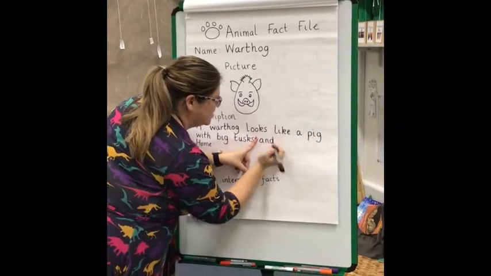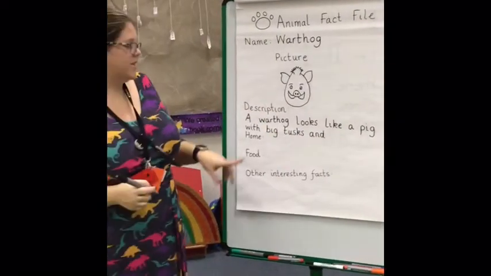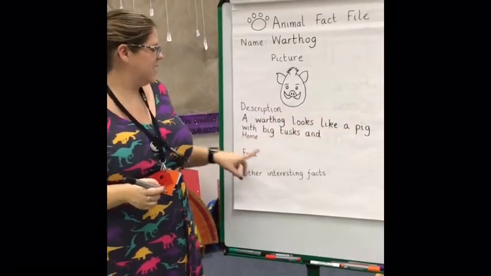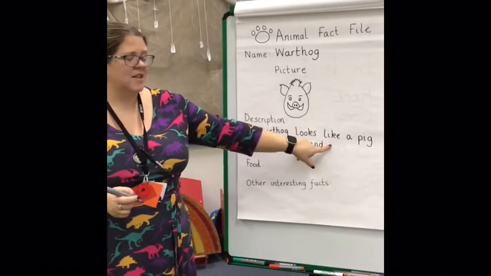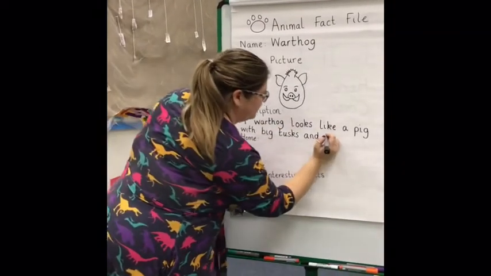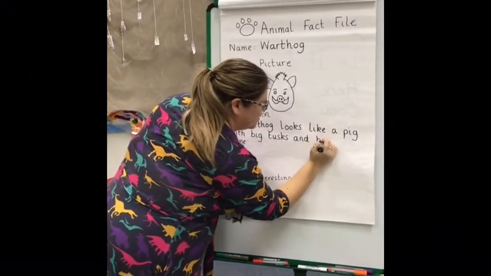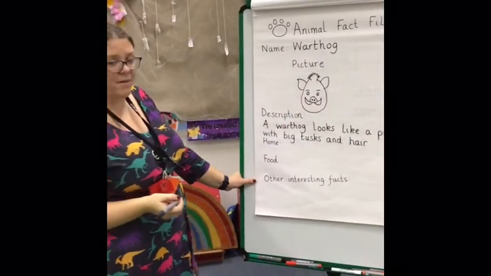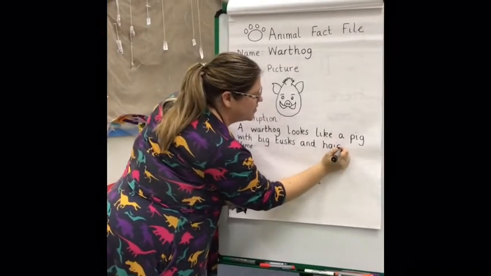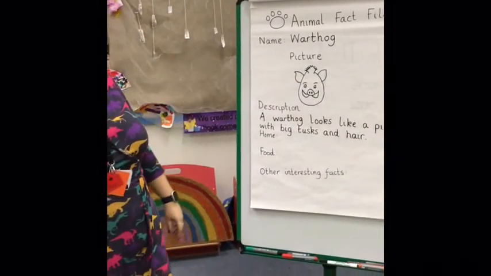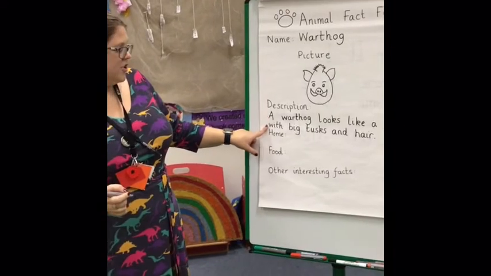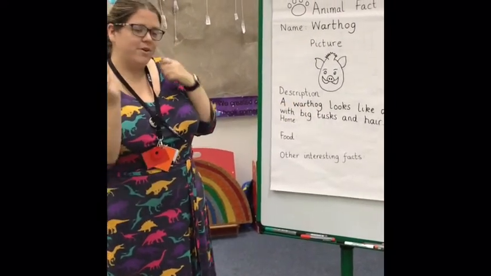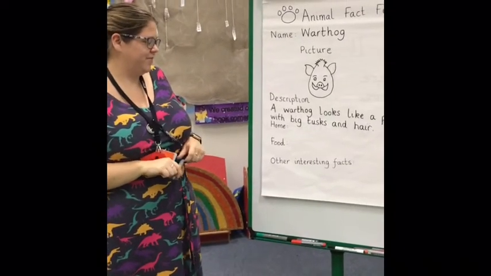And my last word was, let's read it through and let's see if you can remember. A warthog looks like a pig with big tusks and hair. Well done. There's a trigraph at the end. We haven't learnt that one yet, but we are coming on to that very soon. And I need that full stop to end my sentence. Check it makes sense. Make sure you read what you've written, and you can always go back, remember, and just put a line through anything that needs changing.